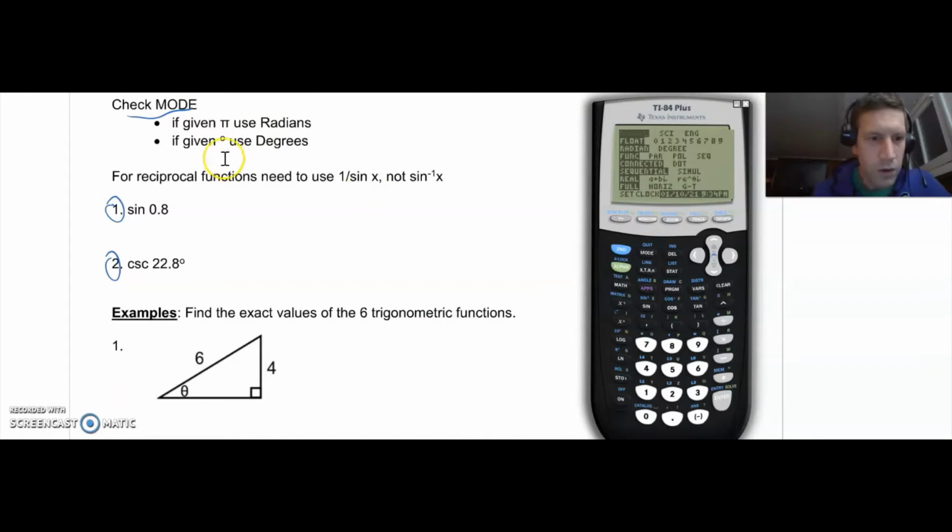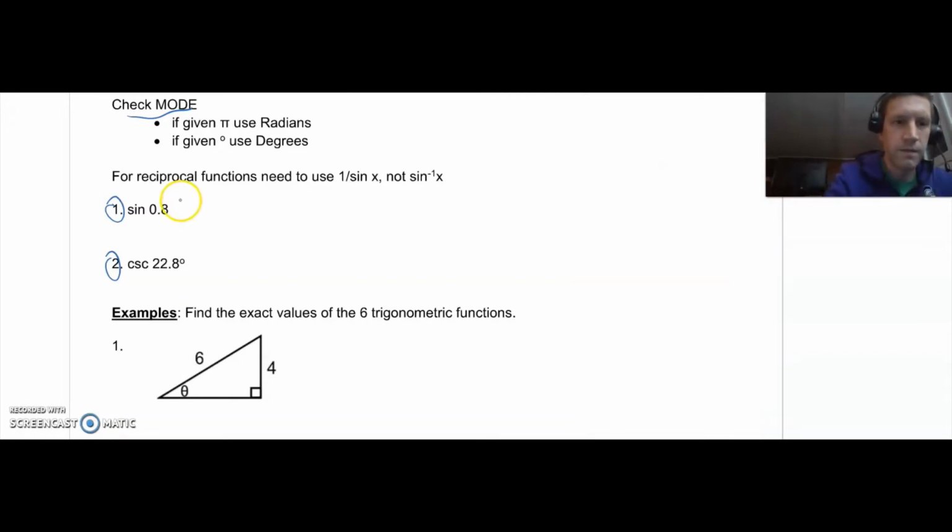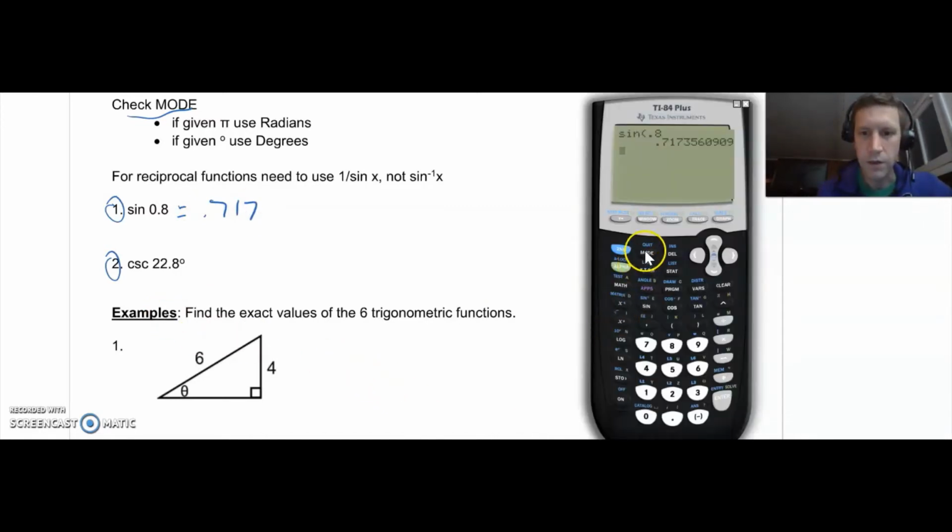So if we go to mode, this number 1, sine of 0.8, has no degree symbol, so that's going to be radian. It looks like the third option, yes, I'm already in radian mode. So all we need to do is hit sine of 0.8, and we get 0.717. Let's go 3 spots after the decimal.